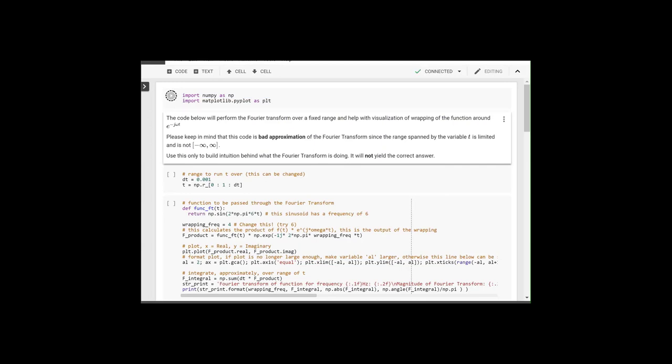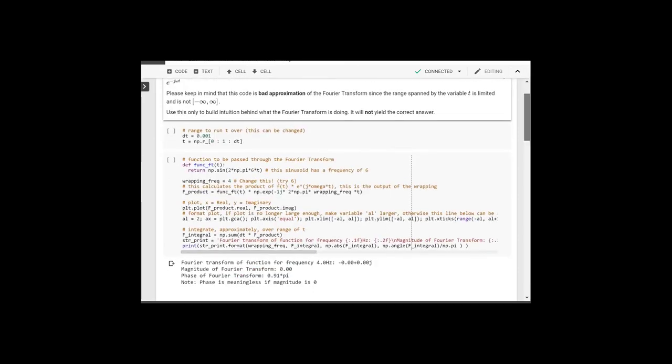This is a little disclosure saying that, right, we're only performing the Fourier transform over a very fixed range, and it's only going to help us for the purposes of visualization. It's not actually going to be performing the Fourier transform correctly at all, because, well, we can't do that. But nonetheless, this is good for intuition building. So we've got a bad approximation, all that stuff, fully disclosed.